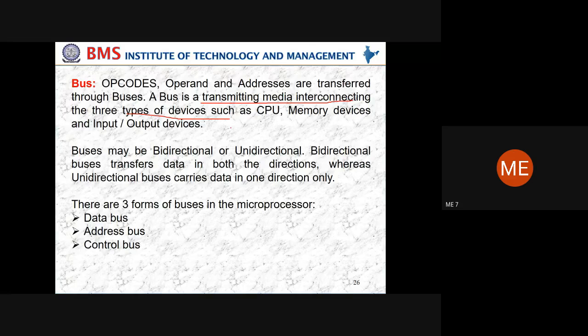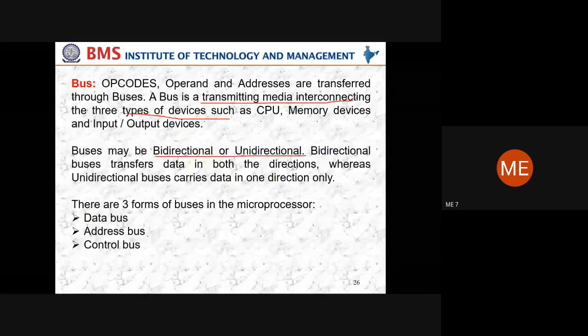Remember, in the very first class that we discussed, we were told 3 different devices are going to be present, which are the CPU, memory device, and input output devices. In between the CPU, memory, and IO devices, if I want to transfer information, this information is transmitted through what is called a bus. Buses may be bidirectional or unidirectional, so it is a one-way traffic or two-way traffic, as simple as that.